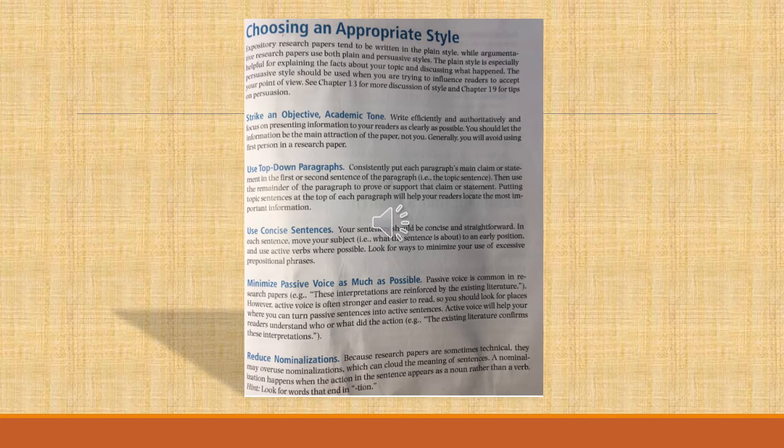Use top-down paragraphs, so just the construction, the mechanics of your paragraph. Consistently put each paragraph's main claim or statement in the first or second sentence of the paragraph, i.e. the topic sentence, right? Usually the first of each paragraph. Each paragraph dedicates itself to a new topic that builds on the thesis statement and continues to reach back to the thesis statement. Then use the remainder of the paragraph to prove or support that claim or statement. Putting topic sentences at the top of each paragraph will help your readers locate the most important information. It's just a great organizational tool to organize the essay this way.